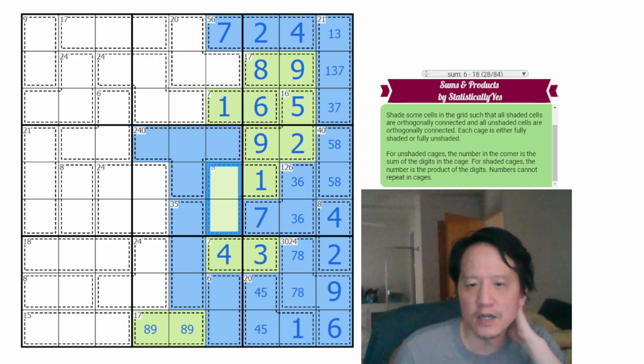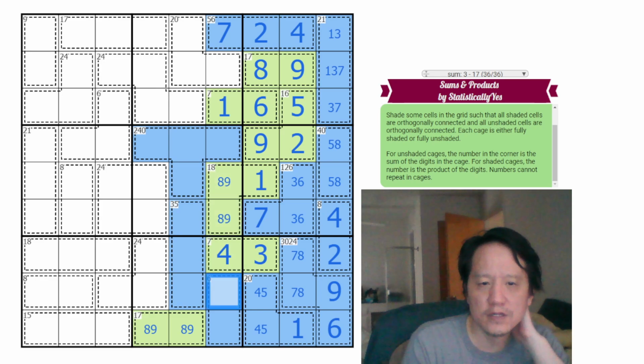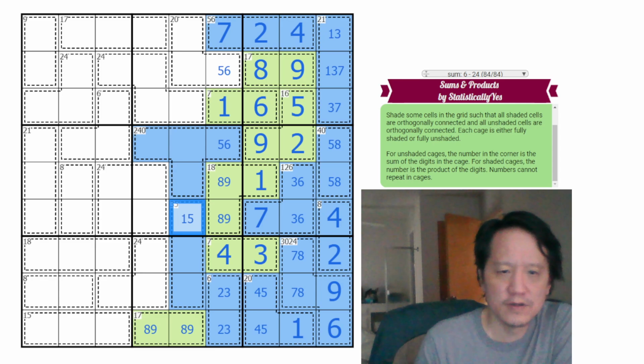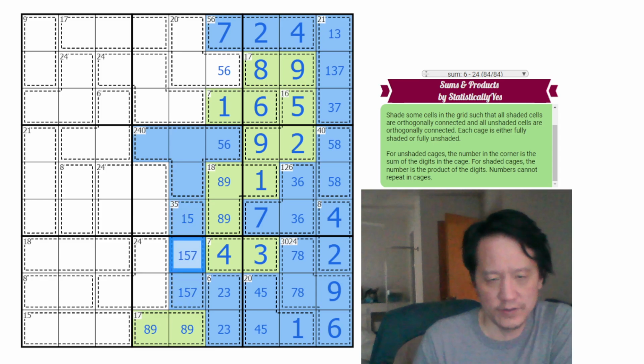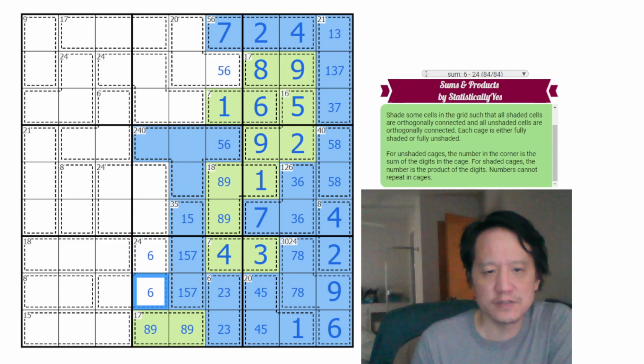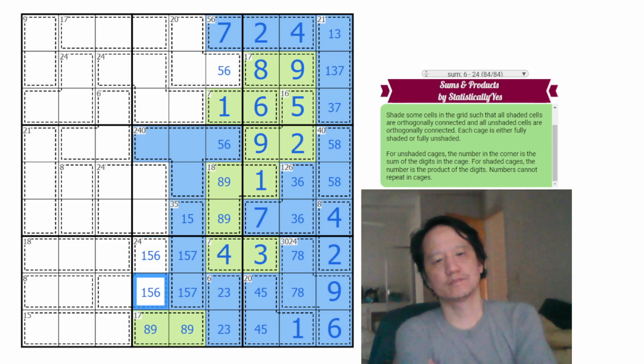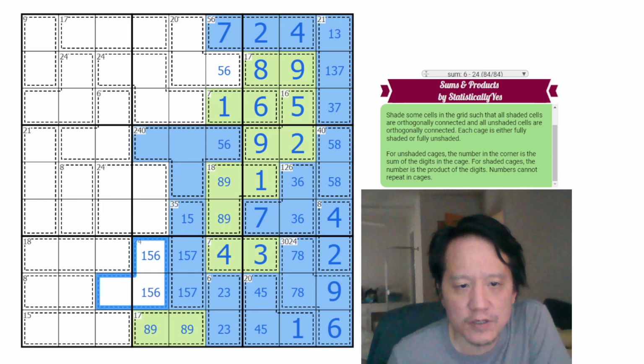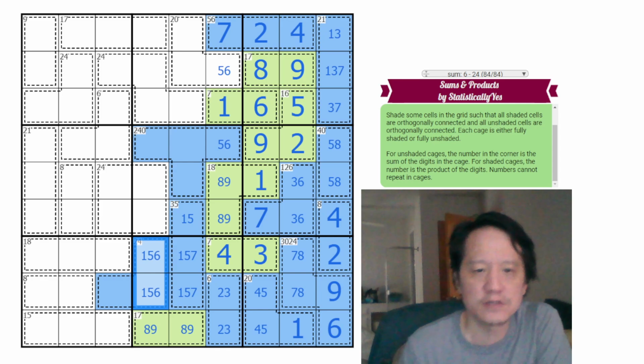So this is 8, 9. This is 2 and 3 then. And we have 6, 5 and 6. So this is 1, 5, 7. This has to be 6, and it's 1 or 5. So this is a product also. So this has to be shaded, which means it's 1 and 6.